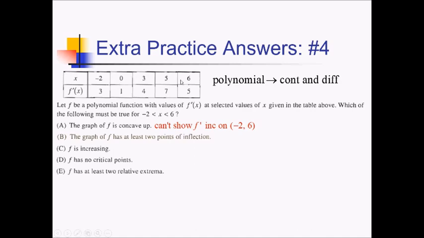Remember, this is only a couple snapshots of the function. There's a whole world in between, for example, -2 and 0 that we don't know about. Since we can't show, though, that f prime is increasing, we can't show that our graph is concave up. So choice A is out.